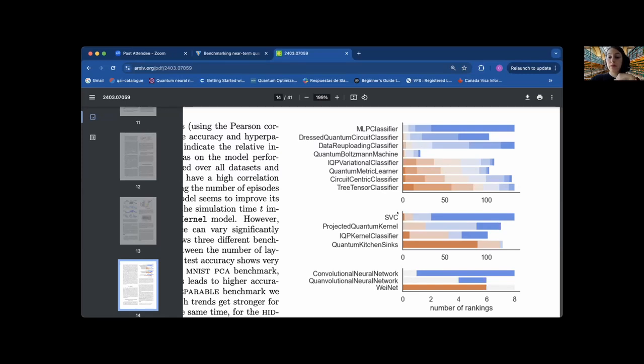So the second one, for instance, remember we saw kernels. You can have a support vector classifier that in general performs way better than quantum kernels or other quantum techniques. And this is even for the ones that we thought were going to perform really well. There are some that sometimes perform better. So for example, Dressed quantum circuit classifier sometimes performs better, which means that it sometimes is blue. But there are some classical techniques that perform better more often.